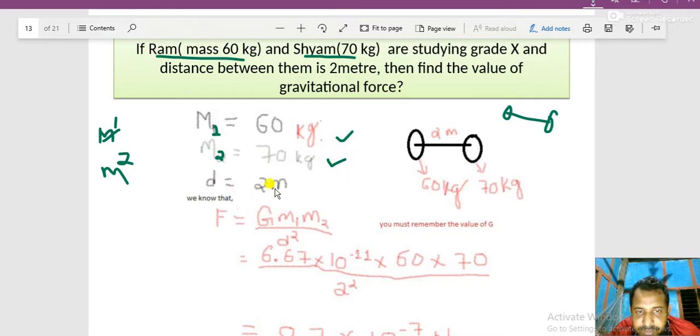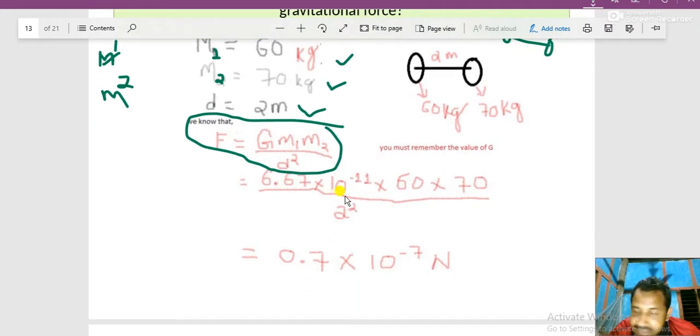70 kg, and the distance between them is 2 meter. You need to memorize this formula, F equals G m1 m2 by d square. Now put the value of G, you know that one, 6.67 times 10 to the power minus 11. You should memorize that value. And for the masses, 60 kg, 70 kg, divided by 2 square. Overall you are getting this value.